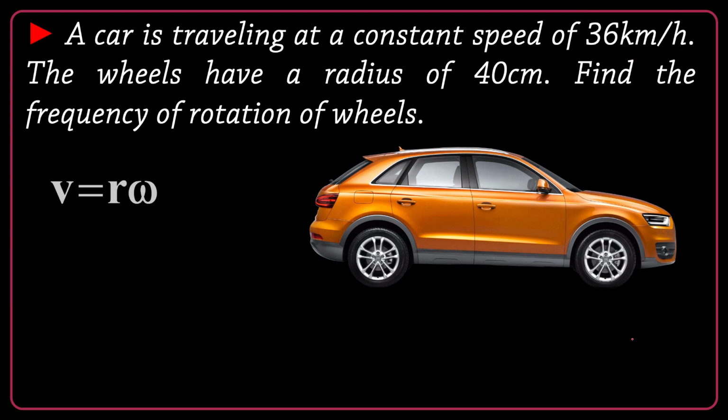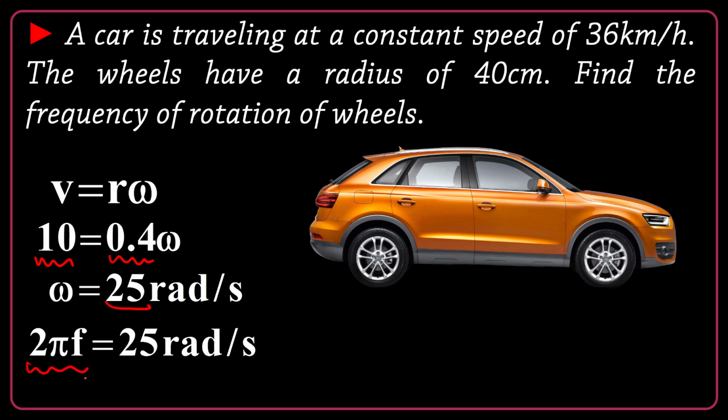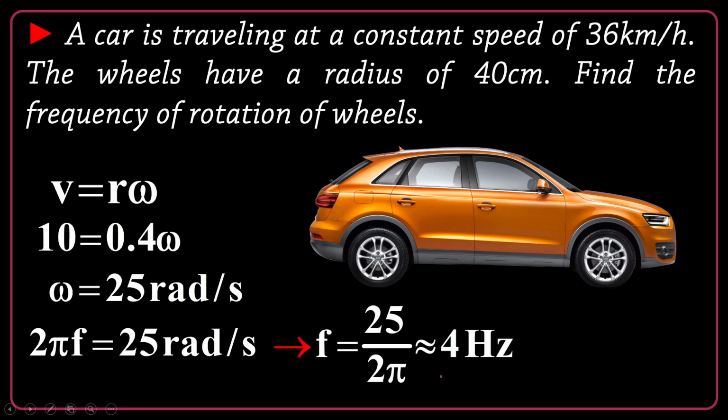Now I use the same relation. v is equal to r omega. v is 10 meter per second, as I told you. r is the radius in SI, in meter. It will be 0.4. And omega is going to be 2 pi times f. So omega is 25, on the other hand 2 pi times f. And f is going to be 25 divided by 2 pi. Here frequency is almost 4 hertz. So the wheel will rotate for 4 complete cycles in every second.